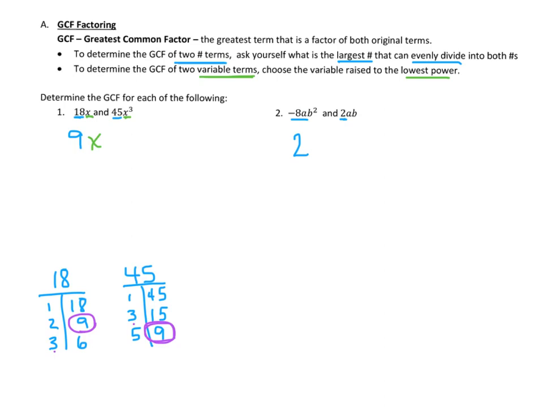Okay, now we look at our variables. And this time we have two different variables. We have a, and notice in both of them they have just an a. As long as that a appears in both to the same power, you can go ahead and pull that out. Then between b squared and b, I would again take the one raised to the lower power, which is my b. So 2ab is the GCF for the terms negative 8ab squared and 2ab.